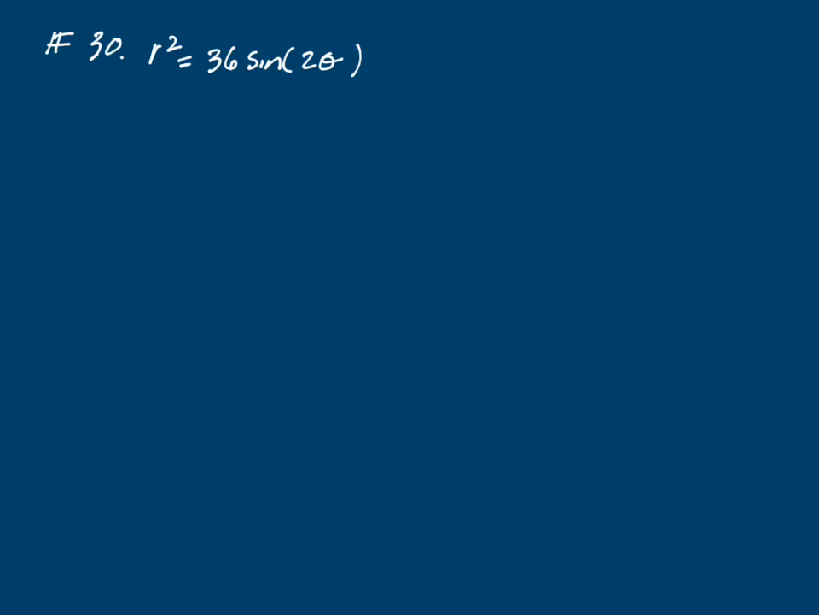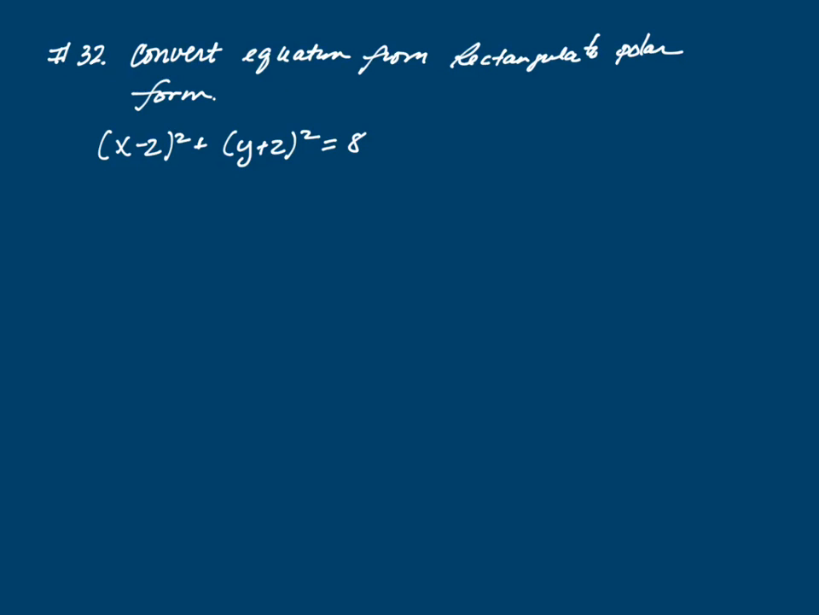Number 30 wants us to classify the polar equation, classify this curve. This is an r squared, and so those are all lemniscates. So that's number 30. Number 32 wants us to convert the equation from rectangular to polar form.